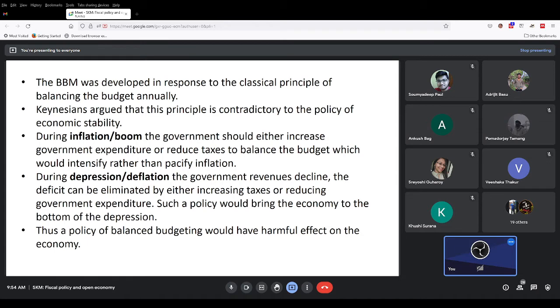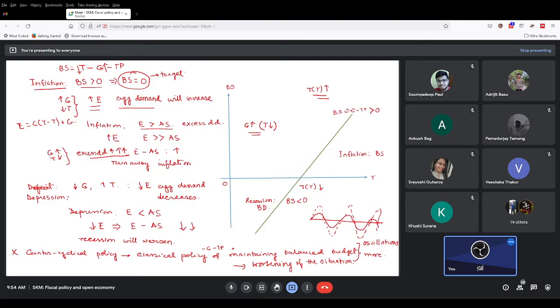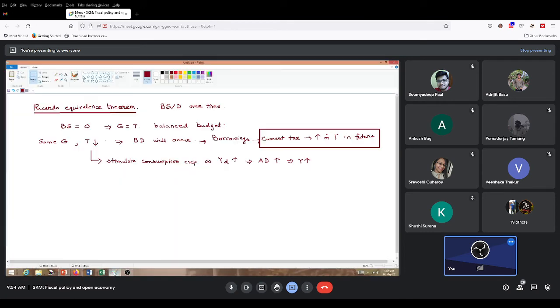It will rise. But if you want to control inflation, what should you do? Increase demand or reduce demand? Reduce demand. So what you are doing is, instead of controlling inflation, you are actually increasing demand. So what will happen to inflation in that case? It is going to intensify.